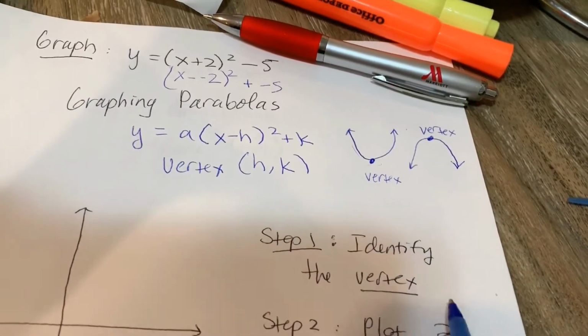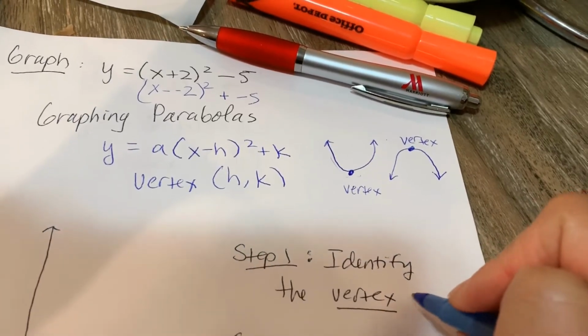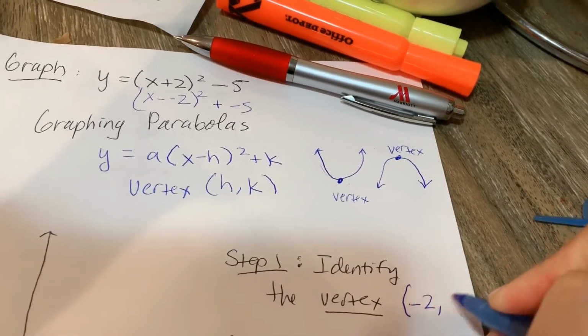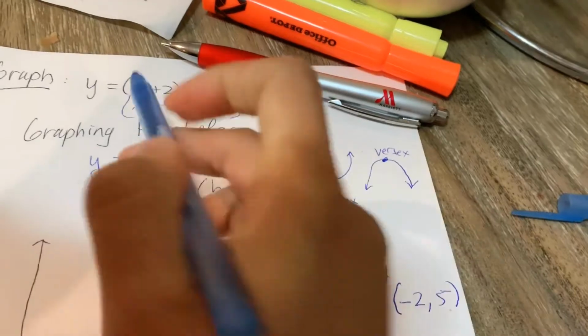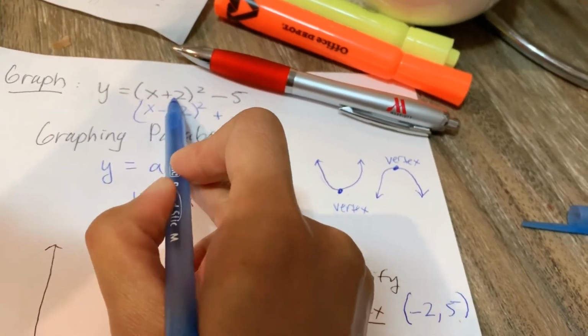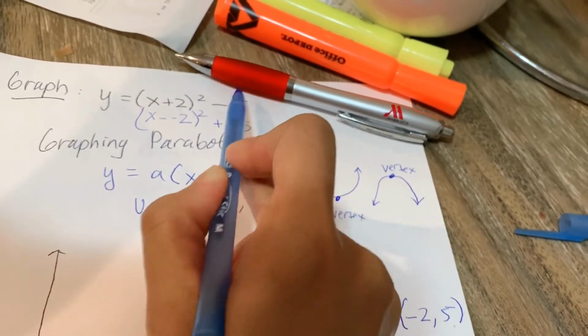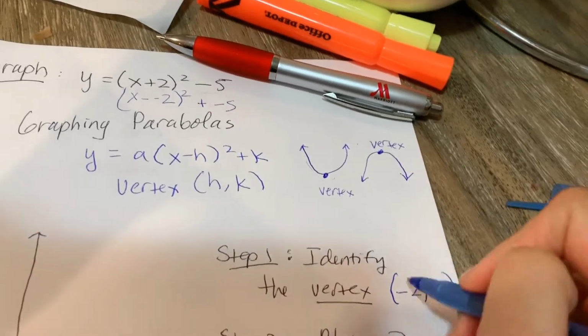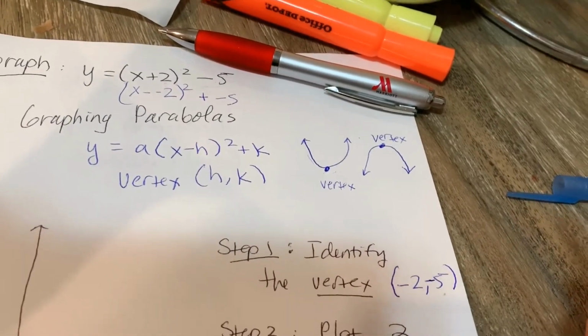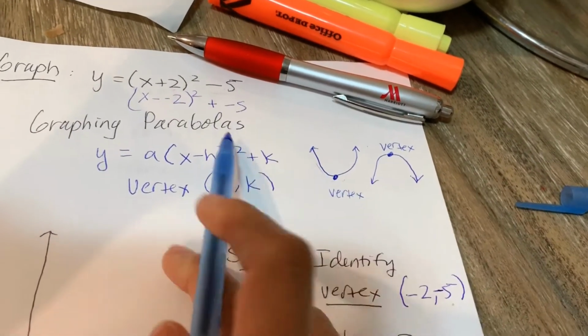So in step 1, identify the vertex. The vertex in this problem is going to be negative 2 comma negative 5. So again, the opposite of 2, which is negative 2, and the same here, which is negative 5. So negative 2 comma negative 5.